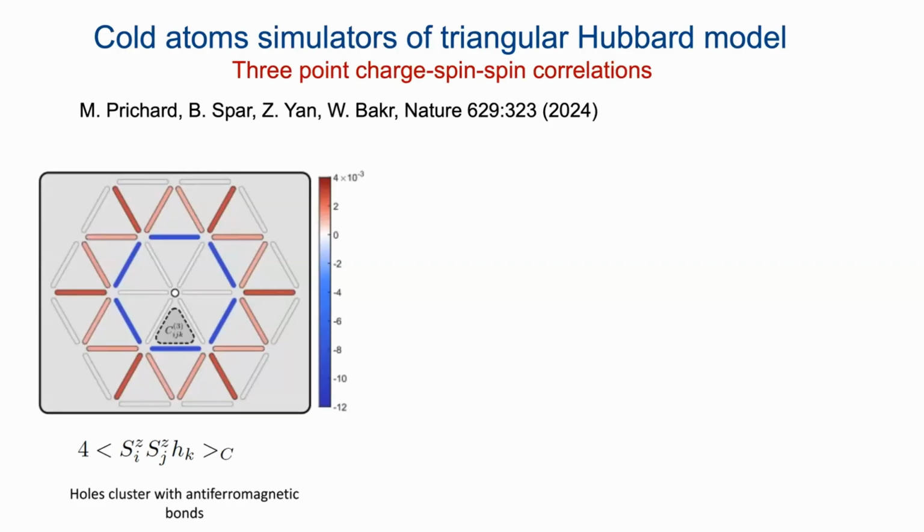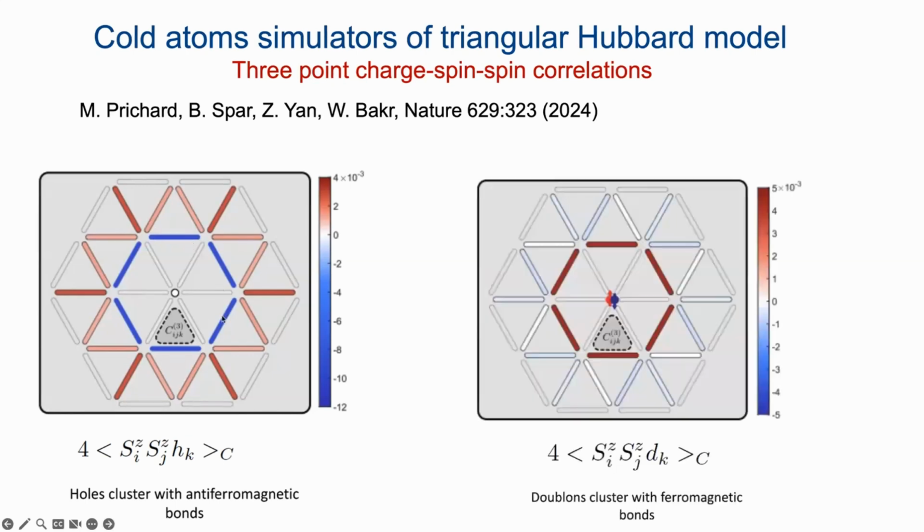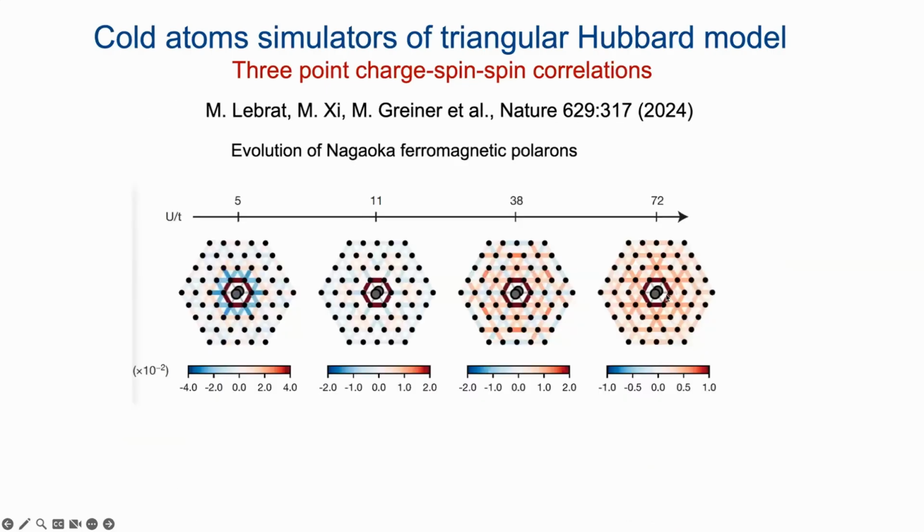So when they introduced holes, they showed that the system develops anti-ferromagnetic correlations next to the hole. And when they introduced doublons, they saw ferromagnetic correlations. Again, this is color coding of 3-point correlations. And hopefully we'll hear more from Wasim later.